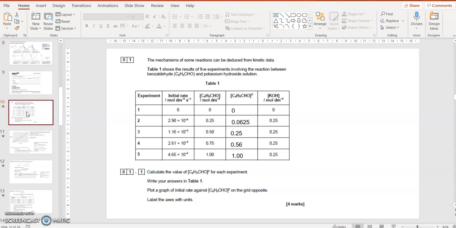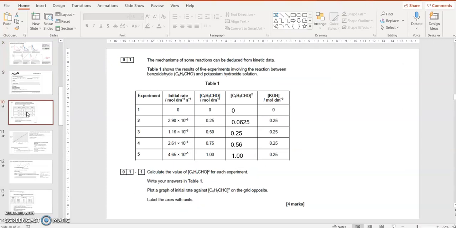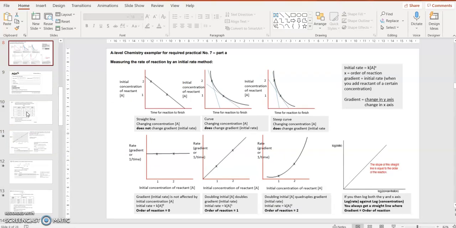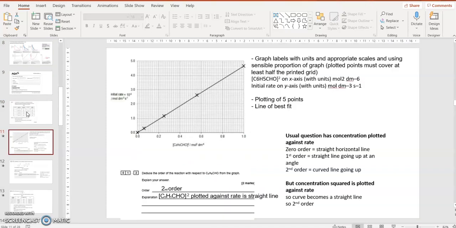Draw your graph. Plot a graph of initial rate up the side, so that's the bottom set of curves, but not against concentration, against concentration squared. And you'll end up with a graph like that. Now you might say initially, that is initial rate against concentration. It's a straight line. If it's a straight line, it's order 1, middle bottom graph, except it isn't initial concentration along the bottom. They've done initial concentration squared. Now that has a change.